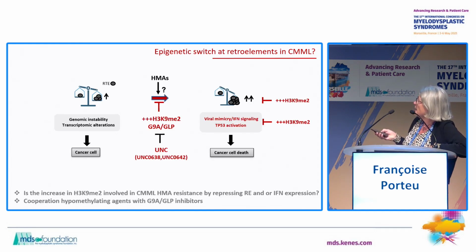So the hypothesis is that this closed conformation could be due to the increase of H3K9me2 at these elements, closing them. And so we wondered whether we could use inhibitors of this mark, using an inhibitor of the G9A-GLP complex, in cooperation with hypomethylating agent to open the chromatin at retroelements.